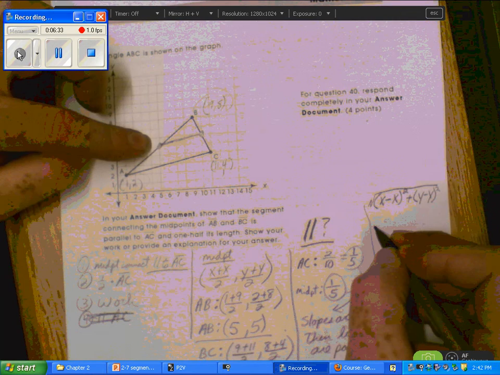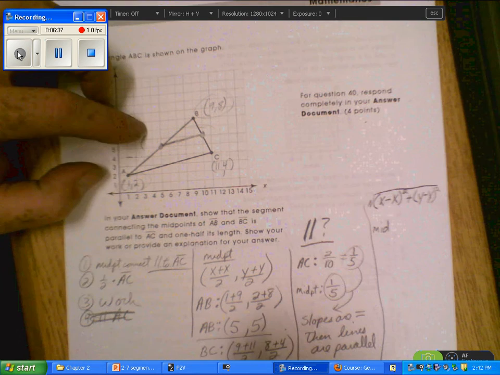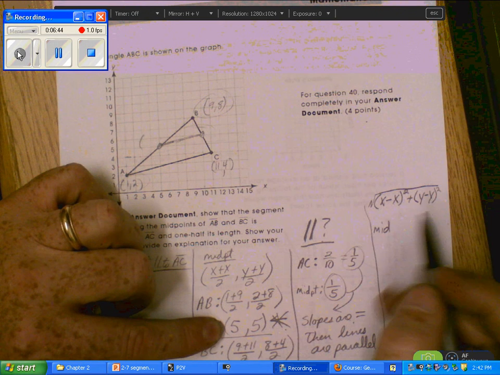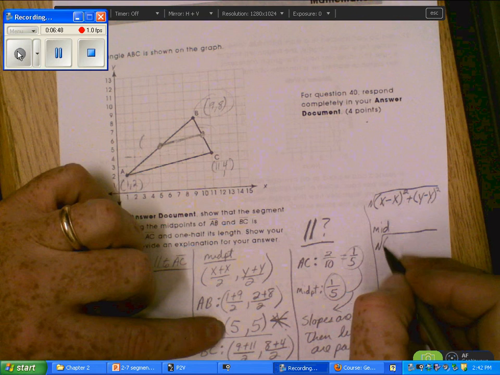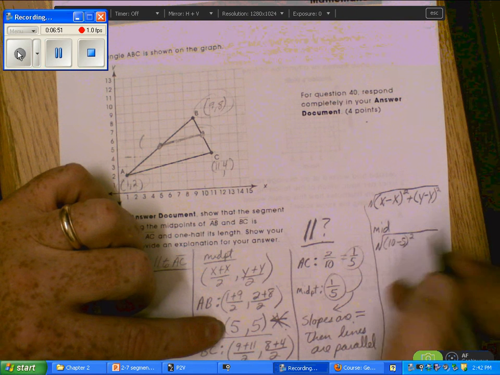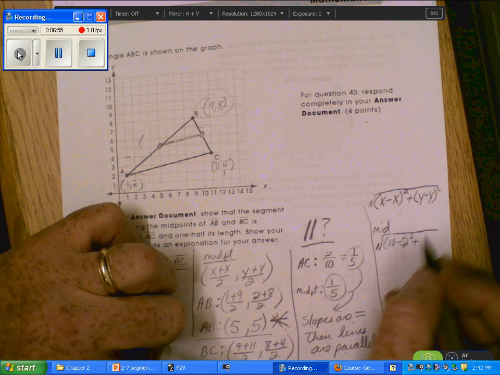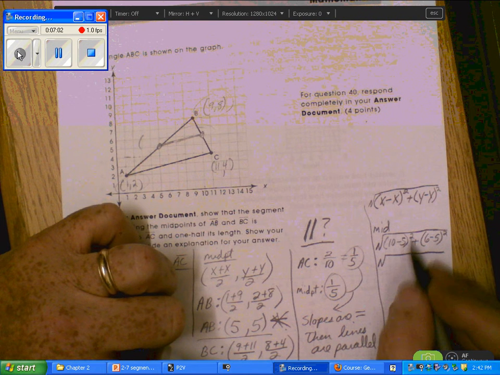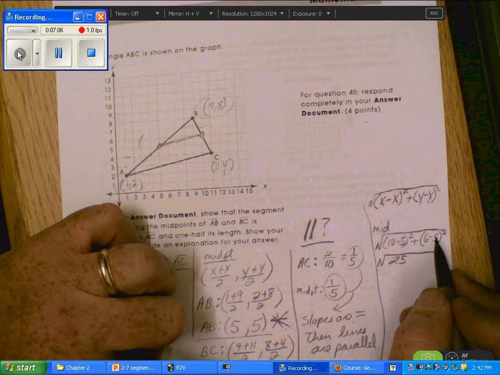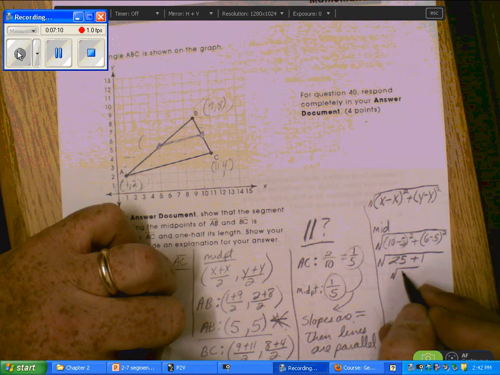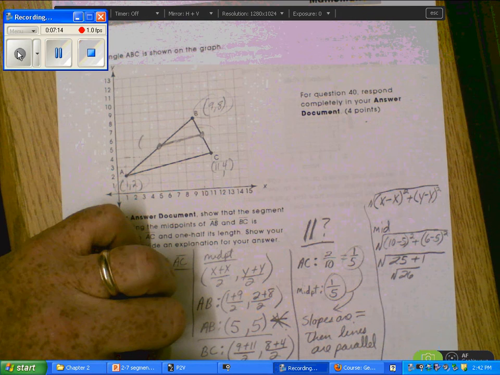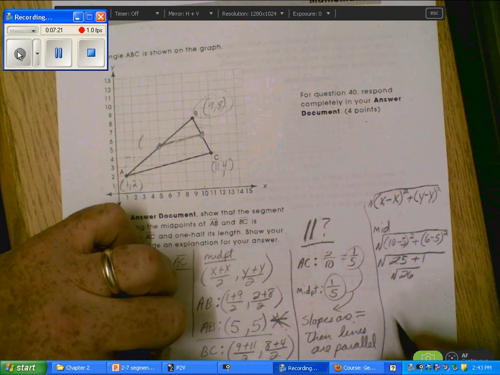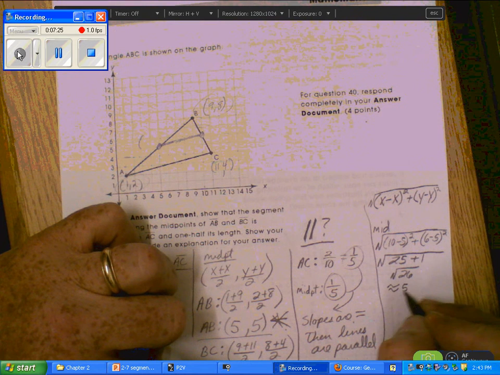So for the midpoints, we already found the coordinates right here. These are the coordinates that we're going to use. Our x's are 10 minus 5 squared, and our y's are 6 minus 5 squared. 10 minus 5 is 5, 5 squared is 25. 6 minus 5 is 1, squared is 1. You get 26. You can take your calculator: the square root of 26 is about 5.1. So it's approximately 5.1.